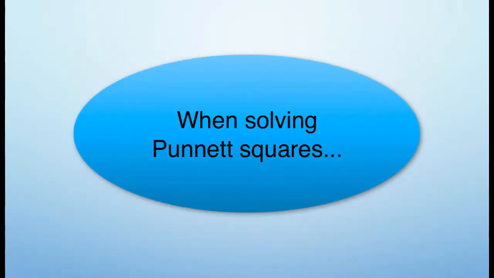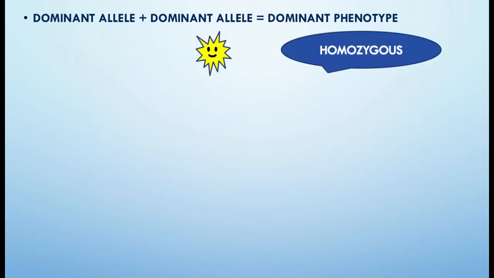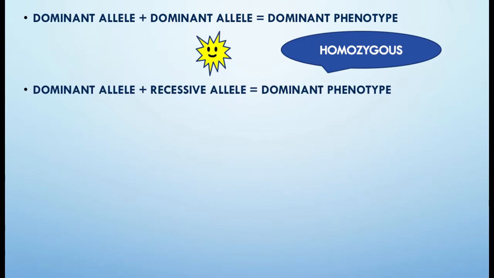When solving a Punnett square, keep the following in mind. A dominant allele plus a dominant allele equals a dominant phenotype. In our case, yellow skin color if yellow is dominant. And this would be homozygous dominant because both alleles are the same. A dominant allele plus a recessive allele equals a dominant phenotype. In our case, yellow skin color, but the individual is a carrier for the green skin color.